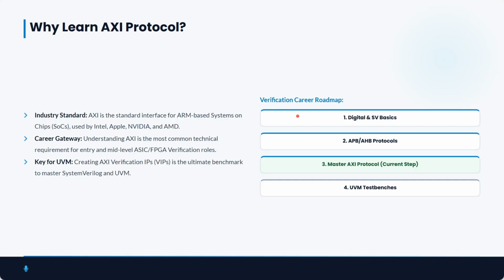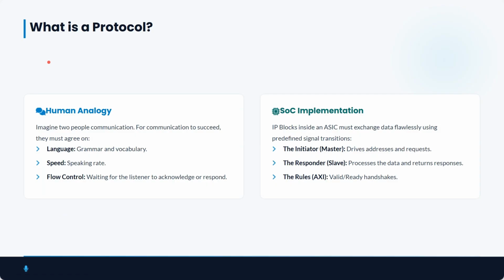Now looking at our verification career map on the right, you start with digital logic and SystemVerilog fundamentals. Then you learn basic protocols like APB and AHB. Step 3 is where we are right now, mastering the AXI protocol. Finally, you move on to building complete UVM test benches. Building an AXI VIP, or AXI verification IP, using SystemVerilog and UVM is considered the benchmark project for any aspiring verification engineer.